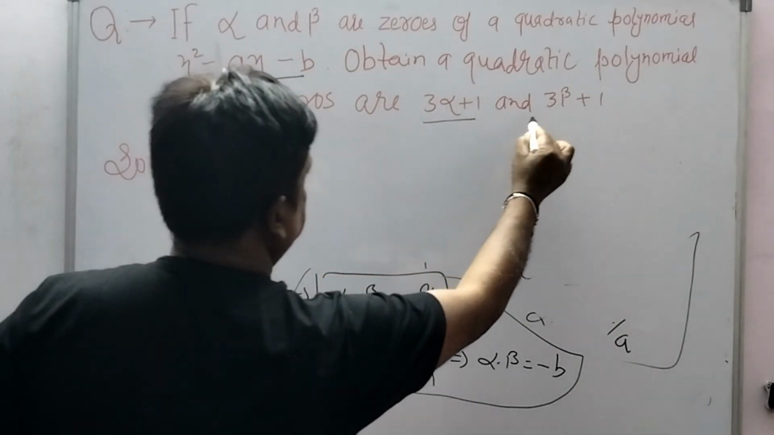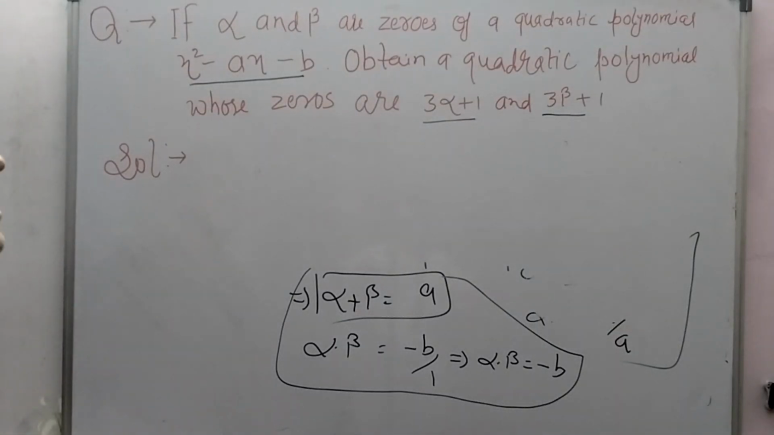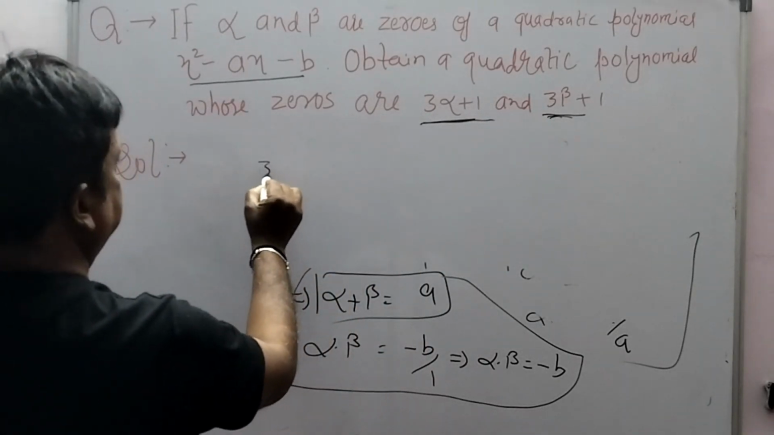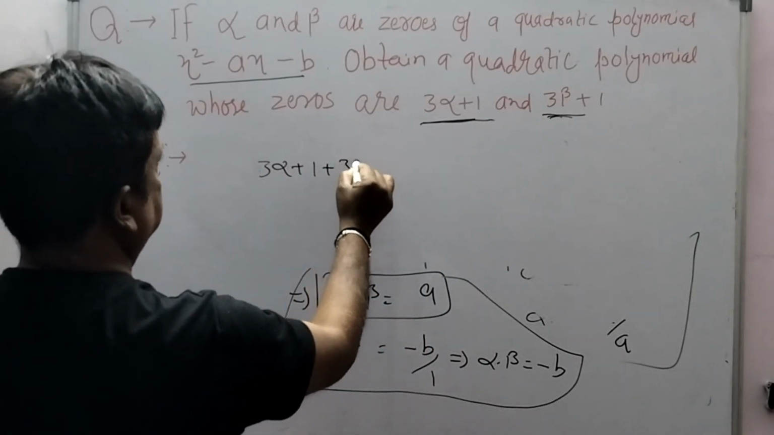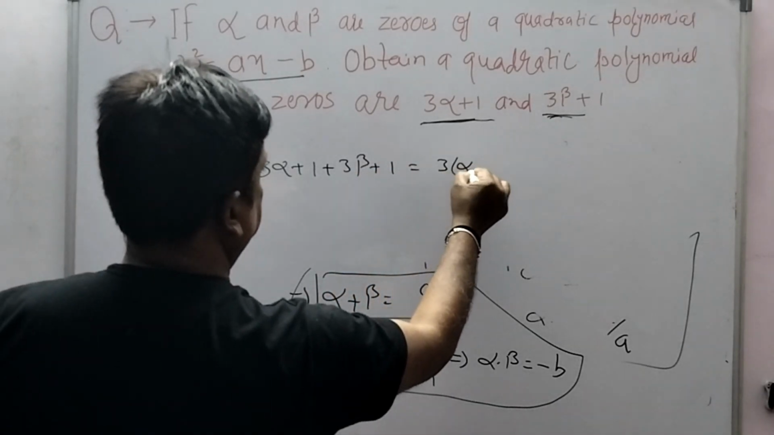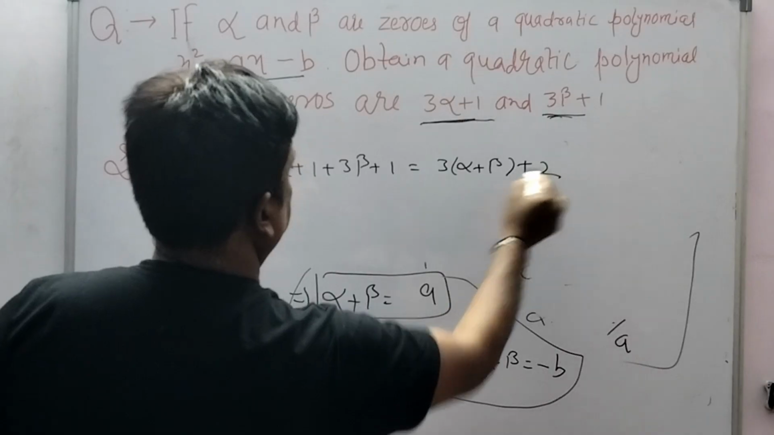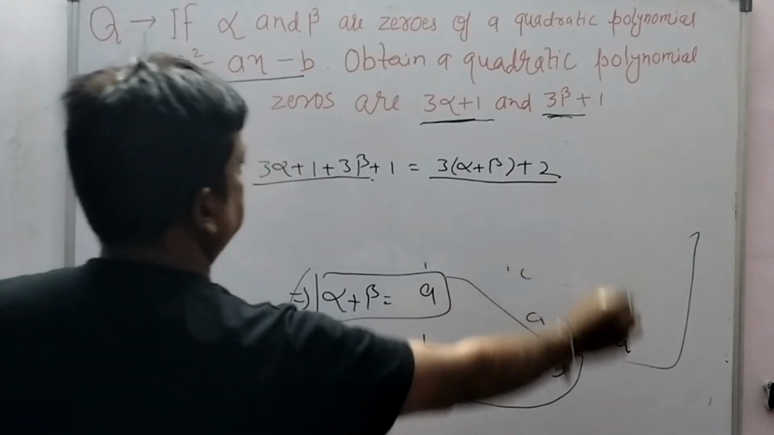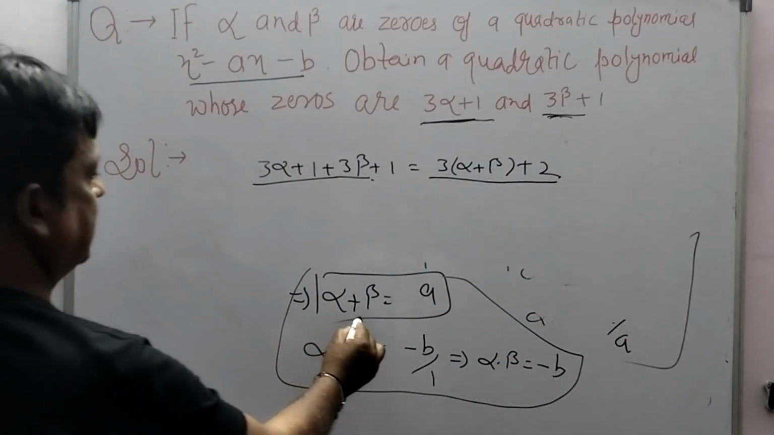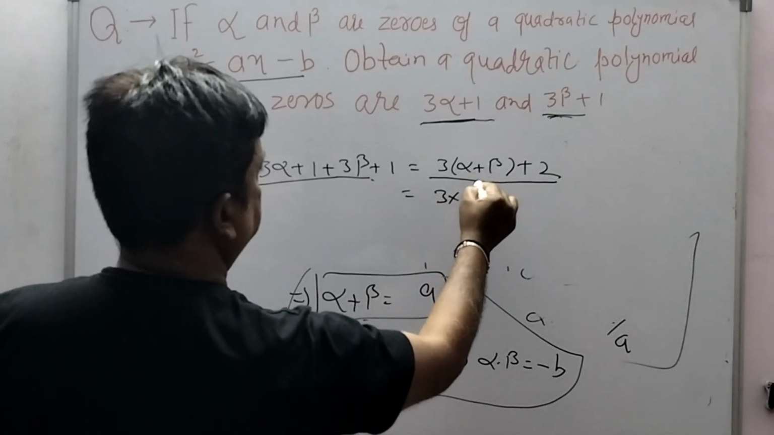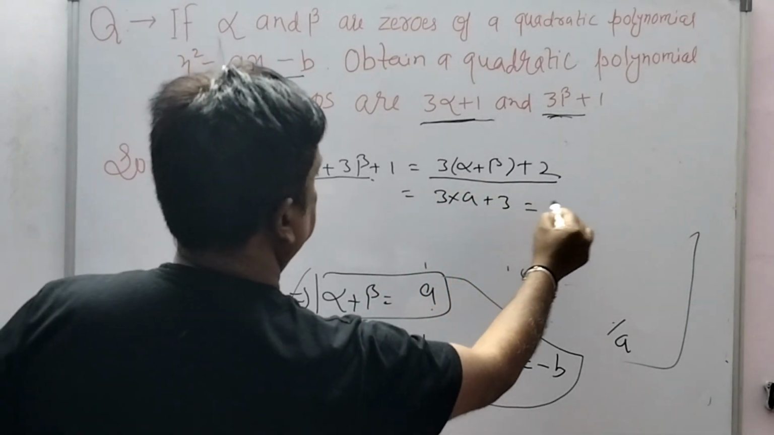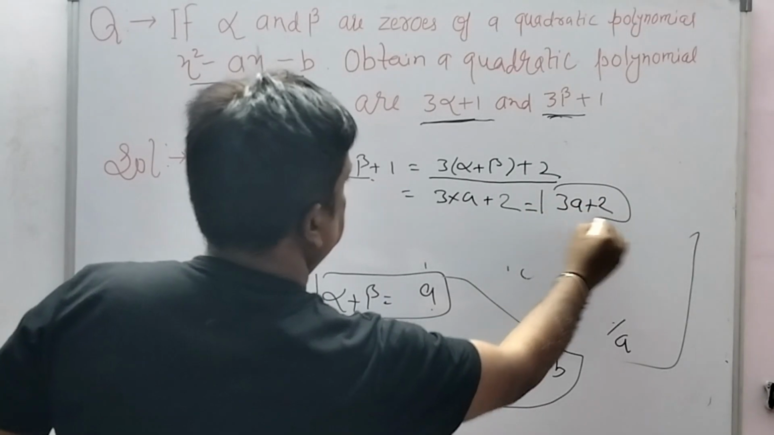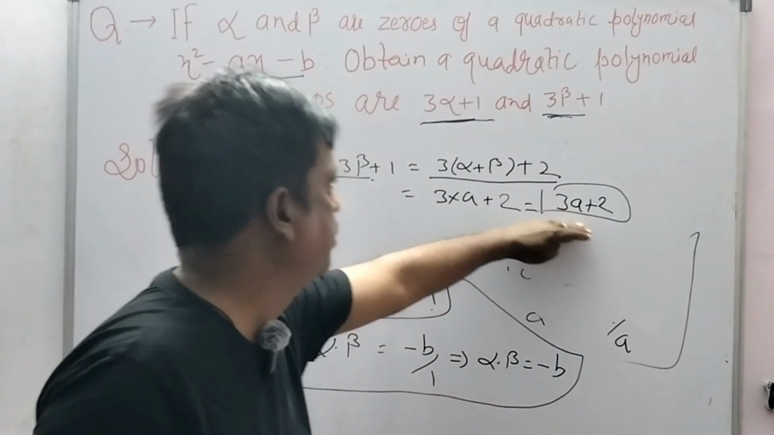Now the new roots are given as 3 alpha plus 1 and 3 beta plus 1. The sum of these two roots is 3 alpha plus 1 plus 3 beta plus 1, which equals 3 into alpha plus beta plus 2. Since alpha plus beta is a, the sum of the roots is 3a plus 2. So we have obtained the sum of the roots as 3a plus 2.